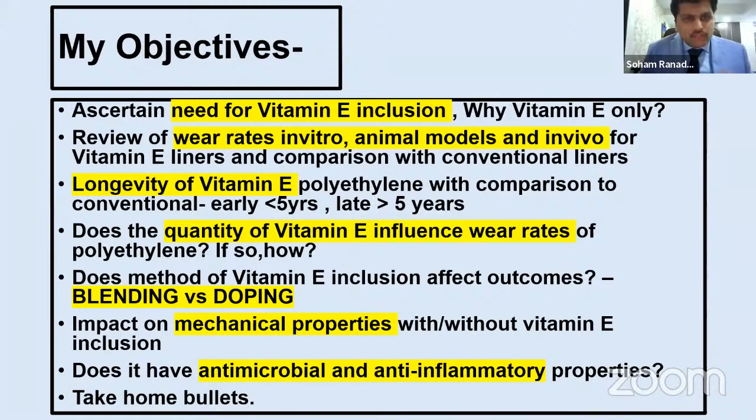After reviewing the data, going through multiple papers and registries, my objectives were to review the literature and find out the wear rates in vitro, in animal models, and in vivo comparison of vitamin E liners with conventional liners, and the longevity of vitamin E polyethylene compared to conventional. Does the quantity of vitamin E influence the wear rates of polyethylene? If so, how? Does the method of vitamin E inclusion, blending versus doping, affect the outcomes? What is the impact on mechanical properties, and does it have any antimicrobial and anti-inflammatory properties per se?